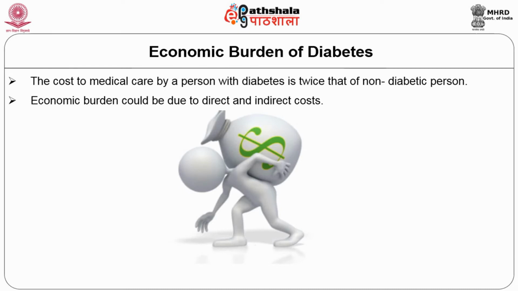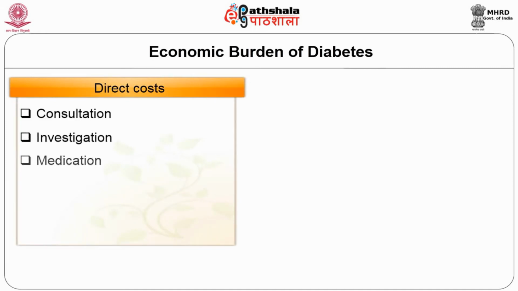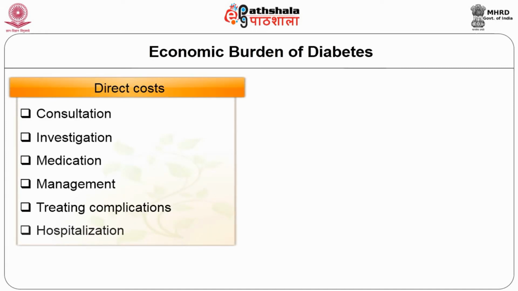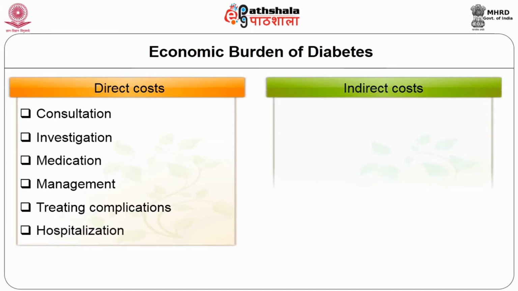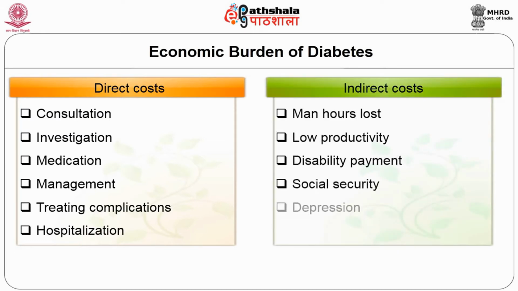Now the cost of medical care for a person with diabetes is twice that of a person without diabetes. An economic burden could be due to direct and indirect costs. Direct costs include consultation with the doctor, investigation, medication, management, treatment of complications, and hospitalization directly associated with the physical condition of the disease. Whereas indirect costs are expenditures that result when a person is hospitalized for many days to get the diabetes controlled, and he or she has to take leave.